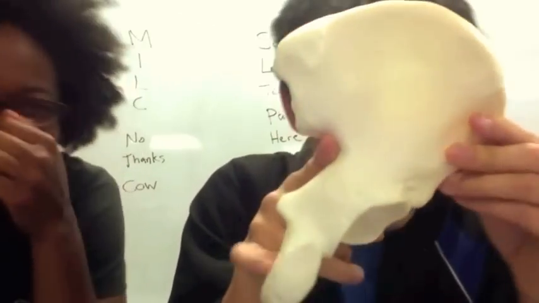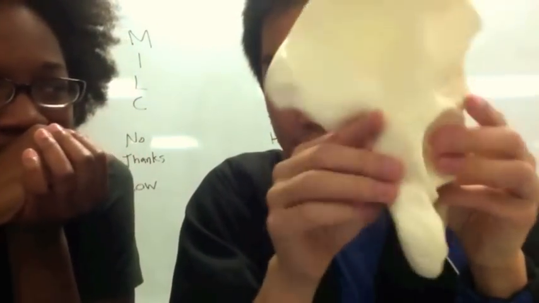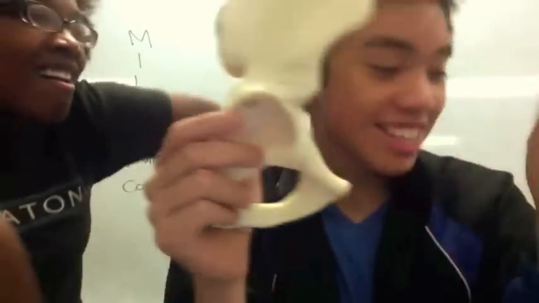Anyways, you have the greater sciatic notch. Then you have this area right here. This area right here is called the ischium.